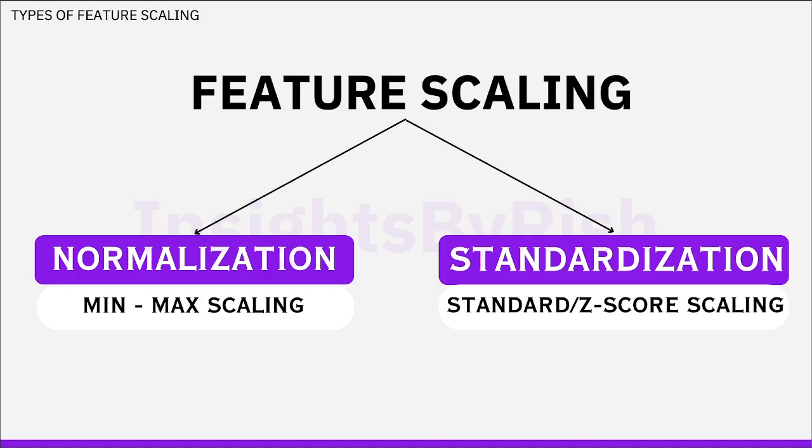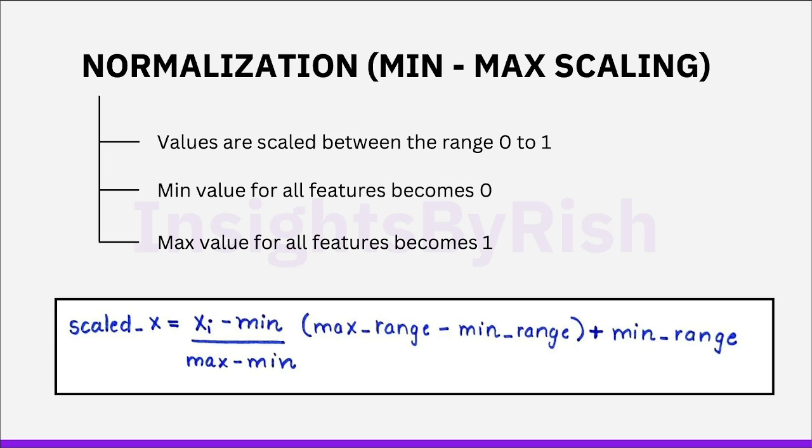So first we'll start with normalization. Now normalization, which is also called min-max scaling, basically tries to compress the values between the range 0 to 1. Like for every column it compresses the values between the range 0 to 1, which means the minimum value for all the columns will be 0 and the maximum value for all the columns will be 1. And what it does is, it takes every value, puts that value into this particular formula that I have displayed here, and then it transforms that value somewhere between the range 0 to 1.